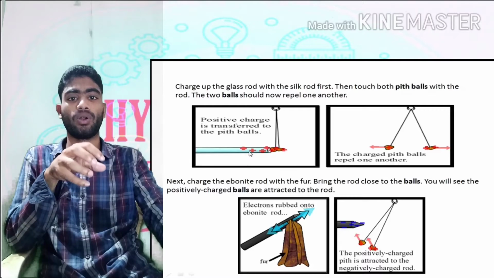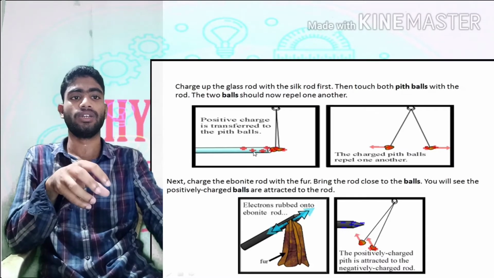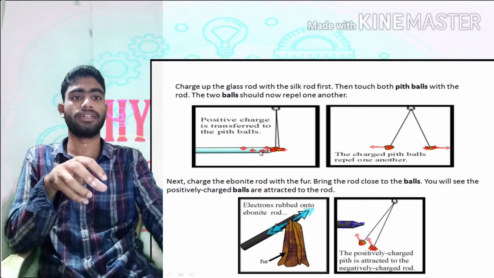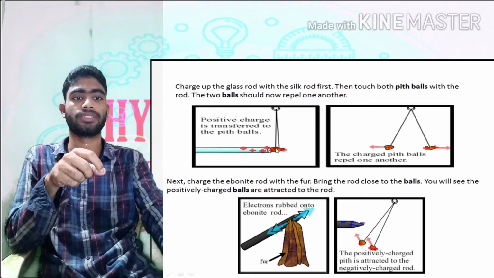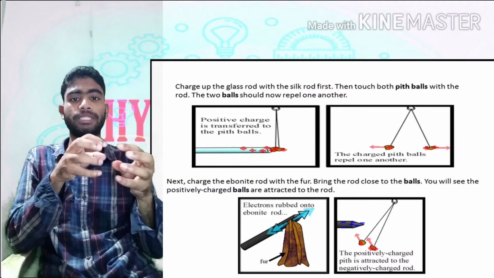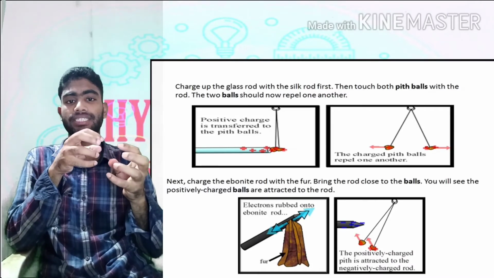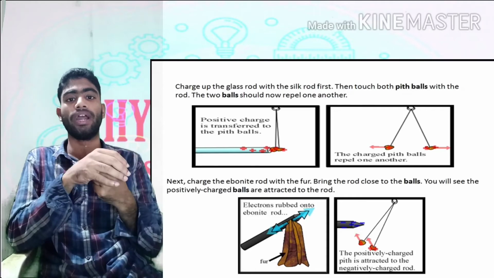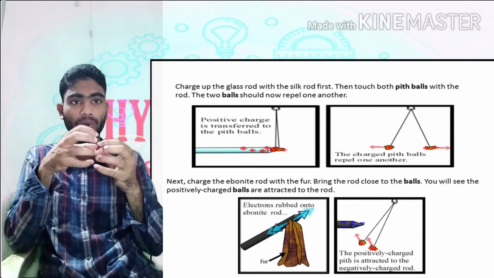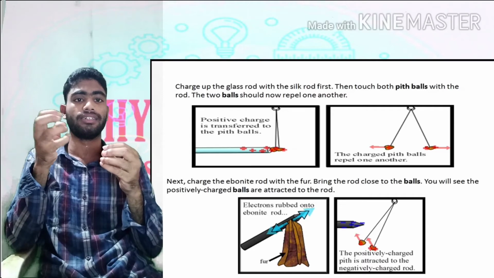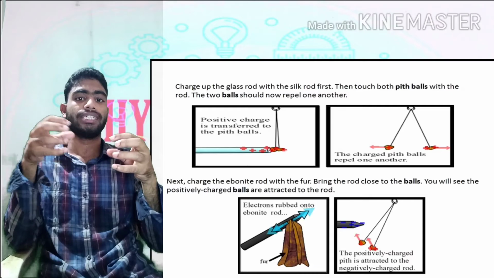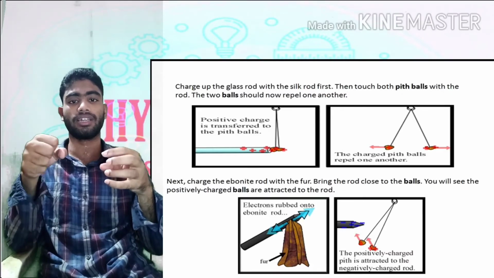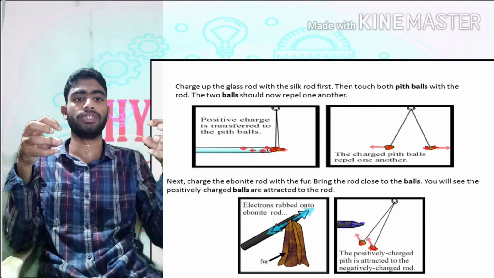First make the rod charged and then bring this charged rod into contact with the pith ball. After getting contact, the pith ball acquires the charge. These two pith balls acquire charge, and after that when you take the rod away, the two pith balls get repelled from each other because they got the same charge from the rod. That's why they repel each other.